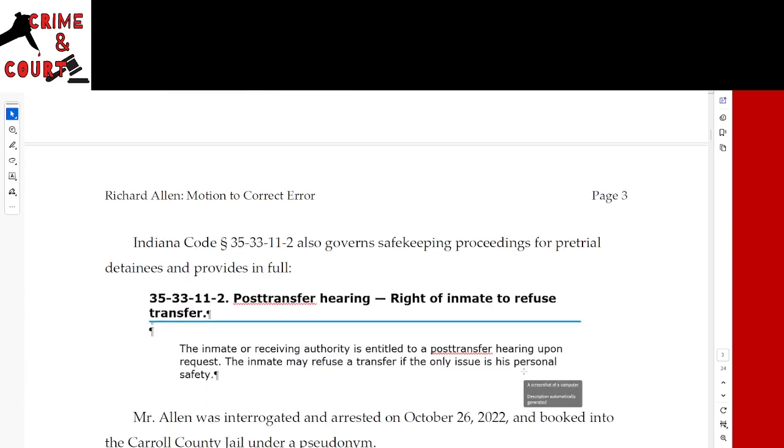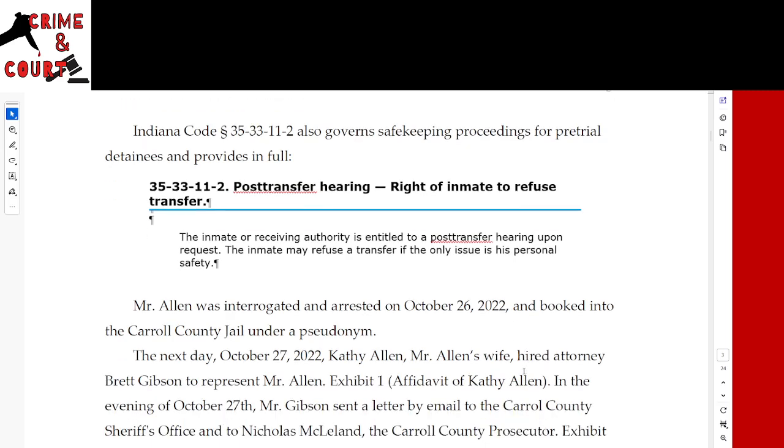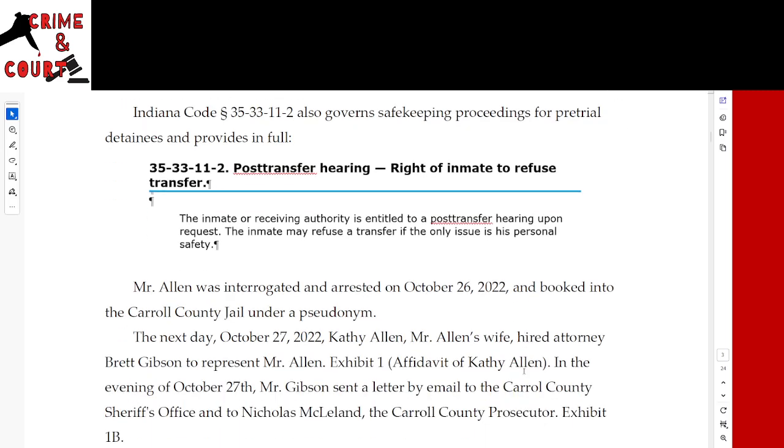Indiana Code 35-33-11-2 also governs safekeeping proceedings for pretrial detainees and provides in full a post-transfer hearing right of inmate to refuse transfer. And this, so he didn't have his. Okay, let me back up in case you're not aware. I think I've gone over this before in my channel, but just in case I haven't, or if you don't remember.